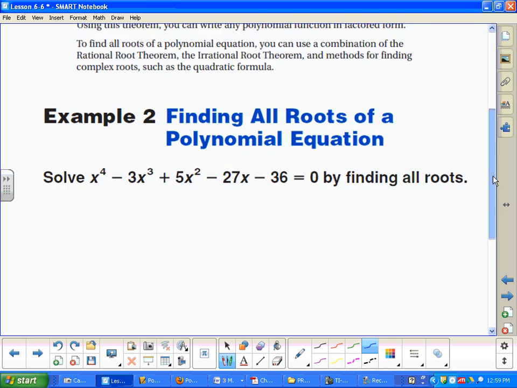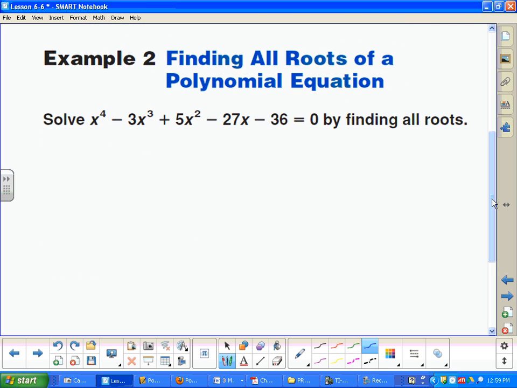So we're going to be doing the exact same thing we were doing with the ones in the last lesson, finding the zeros. It's just that now we may end up with zeros that are complex instead of all of them being real. Okay? So here we have a fourth degree polynomial. There's 5 terms. Can I factor that?